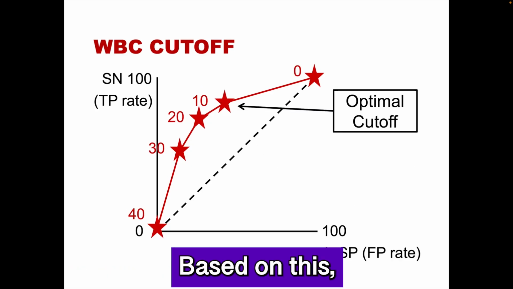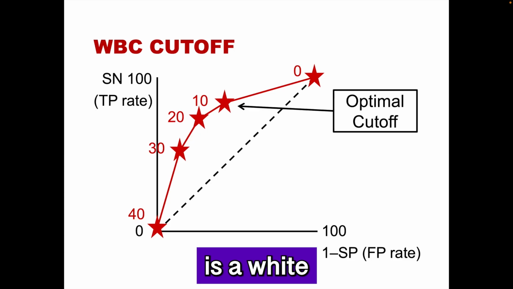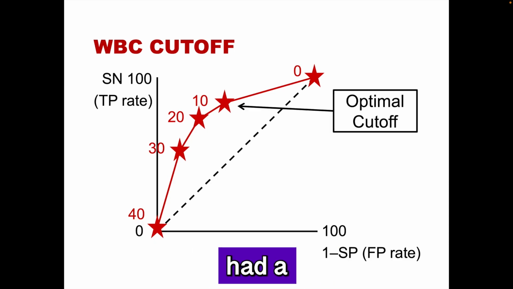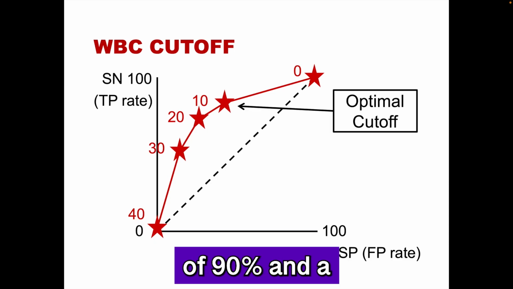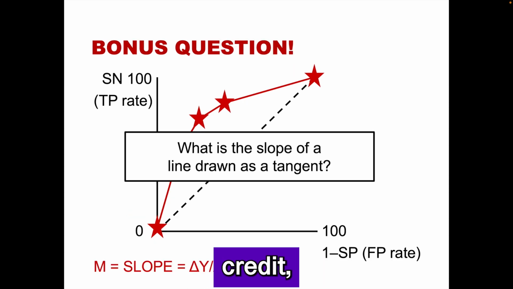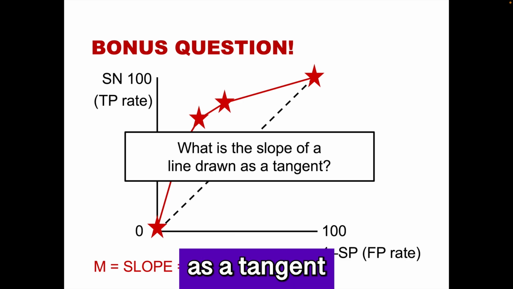Based on this, our optimal cutoff point is a white blood cell count of 10. For a white blood cell count less than 10, we have decided that there is an unacceptable decrease in specificity in relation to a small increase in sensitivity. In our table of hypothetical study data, a white blood cell count of 10 had a sensitivity of 90% and a specificity of 40%.